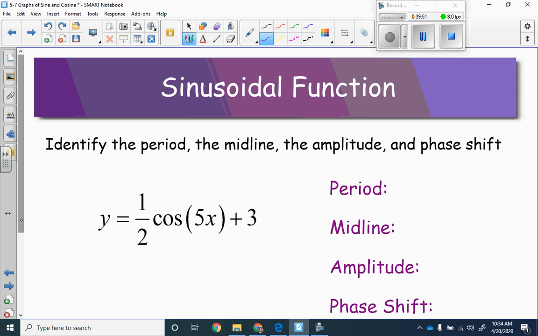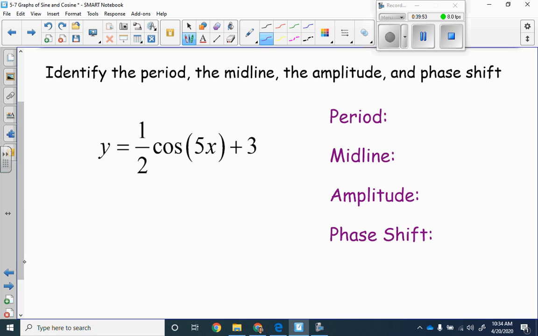Okay, let's take a look at this one. Starting out with the period, we've got our value of b, which is 5. So we need to take 2 pi and divide that by 5. That's your period. This would be a horizontal compression.